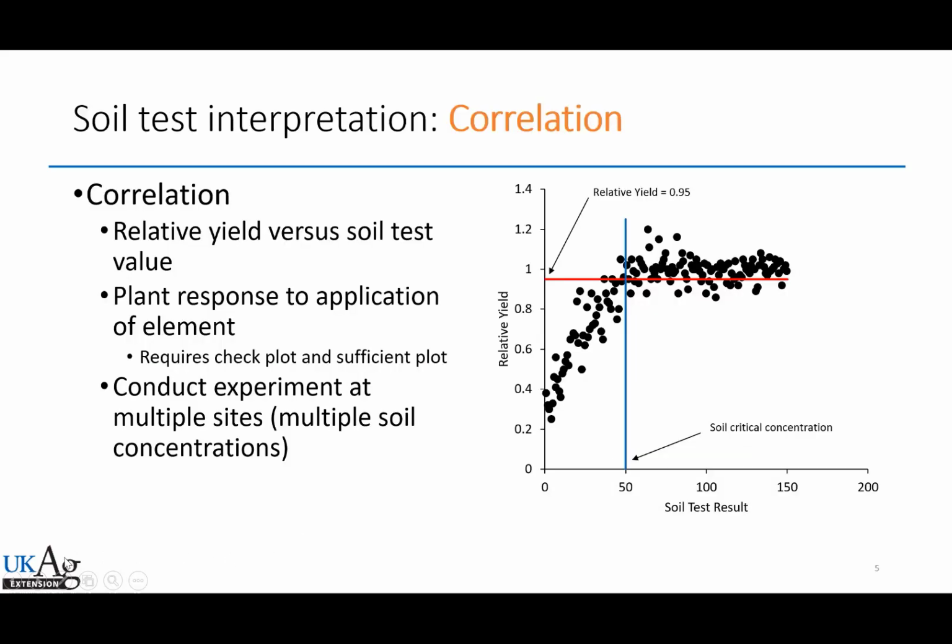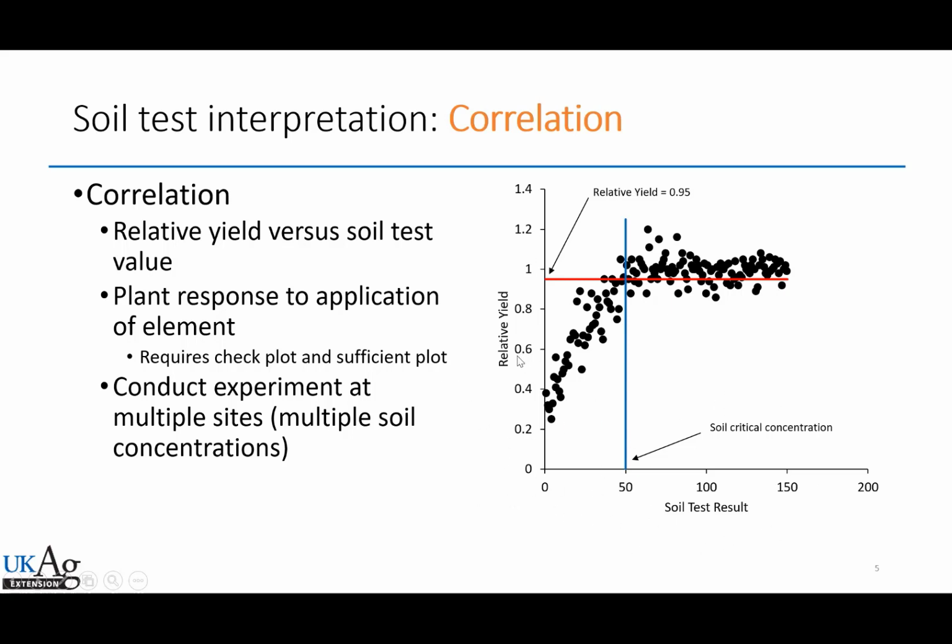But for that chemical analysis to be useful in any way, we have to have locally conducted soil test correlation. And so correlation is simply the relative yield versus soil test, and the point on that soil test scale above which a plant no longer responds to application of an element or that essential nutrient. And so we have to conduct this experiment at multiple sites with multiple soil test concentrations to get a correlation curve like this. So here in this example data, we see a soil test result on the horizontal scale, and on the vertical scale relative yield.